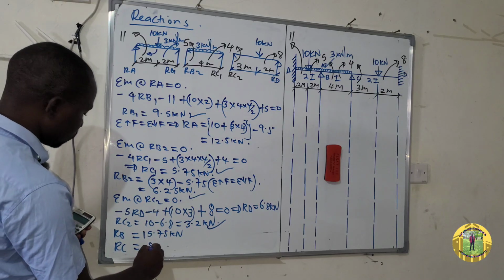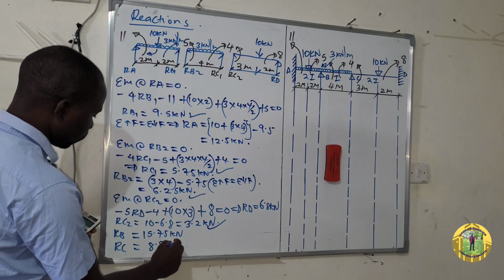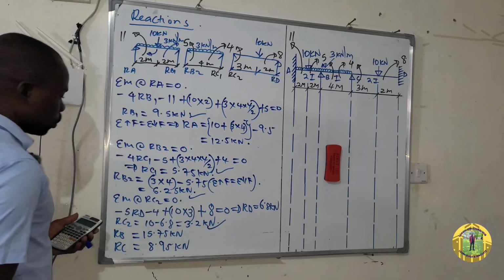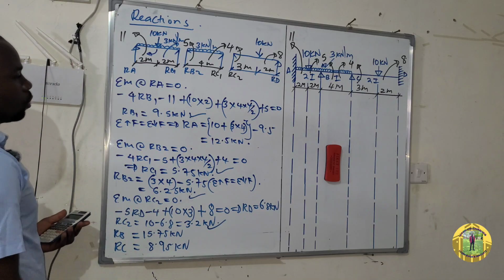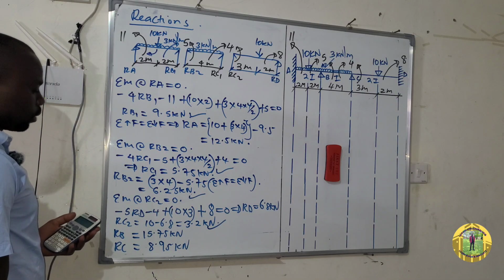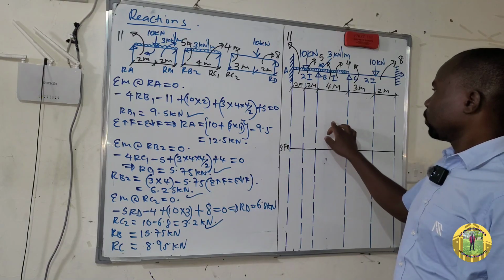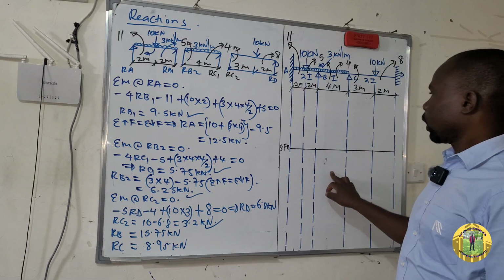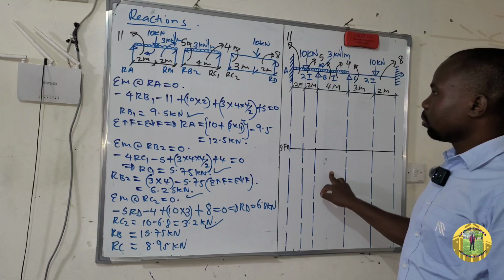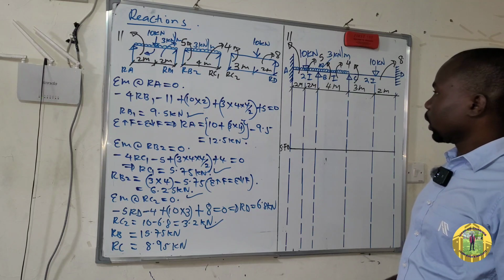So you get 8.95 kilonewton. Then from there, you can now draw the shear force diagram. So this is the baseline for the shear force diagram. Above the baseline is positive and below is negative. So we'll start by RA, which is here.